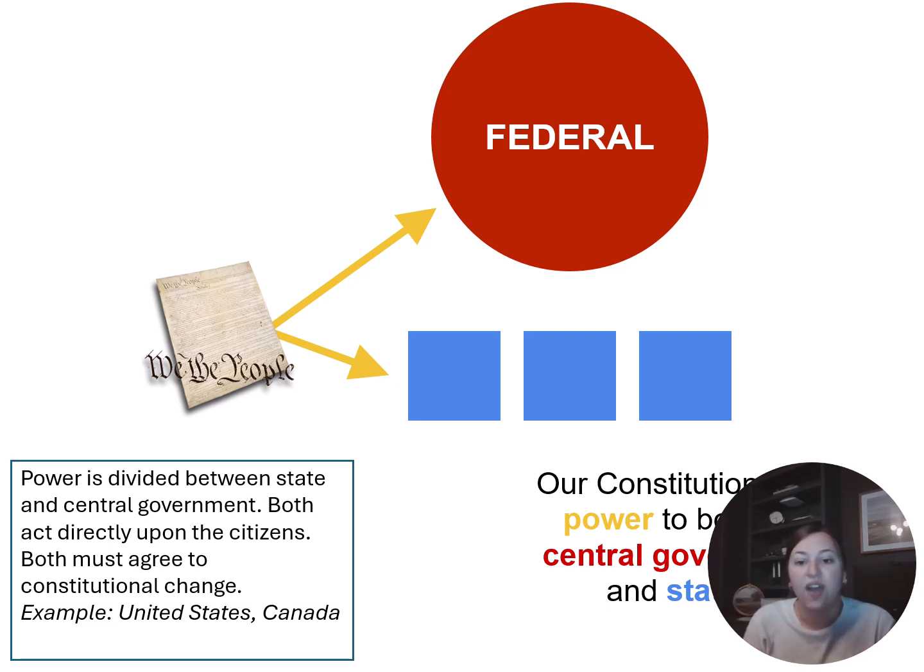Article 5 lays out the amendment process. In the amendment process, you first have proposal of the amendment at the federal level, and then you have approval or ratification of the amendment at the state level. So both levels of government are involved in any changes to this governing document.